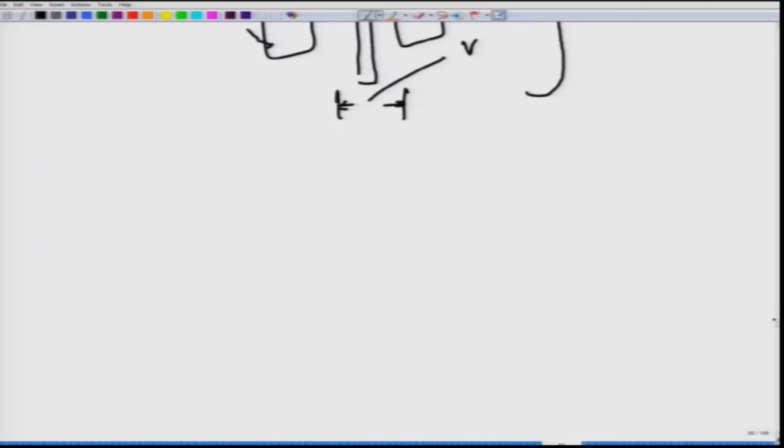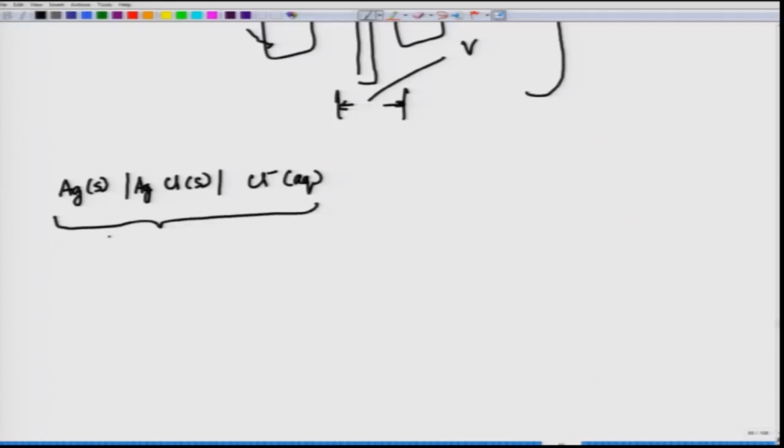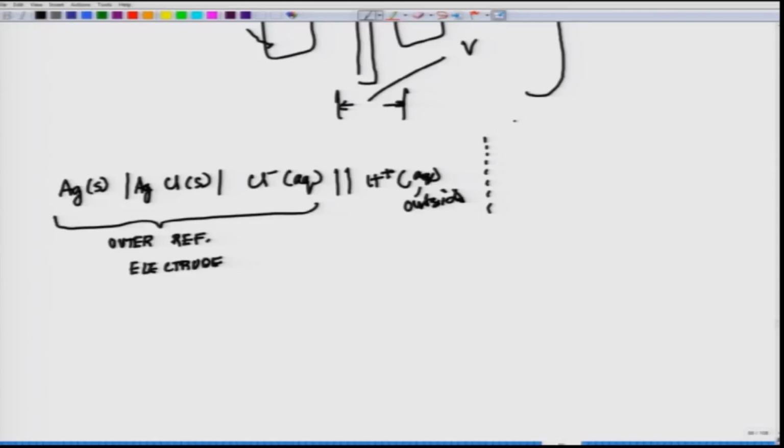Now, I will put the line diagram on it, and the line diagram of this cell can be written as follows. You are using AgCl as the reference electrode: Ag solid slash AgCl solid slash Cl minus aqueous. This is your outer reference electrode. Now, with H plus aqueous outside. Now, you have the glass membrane selectively bound to H plus, outside glass electrode.